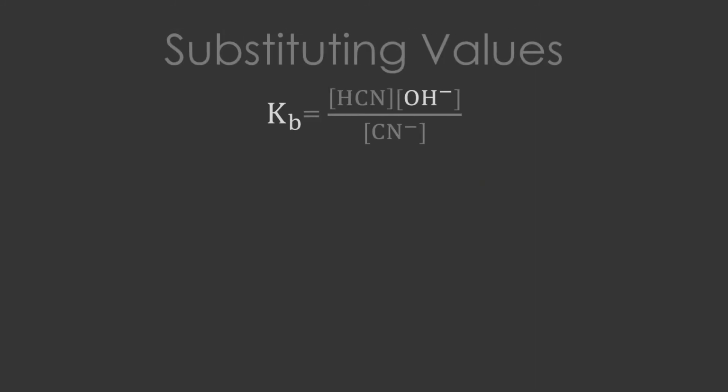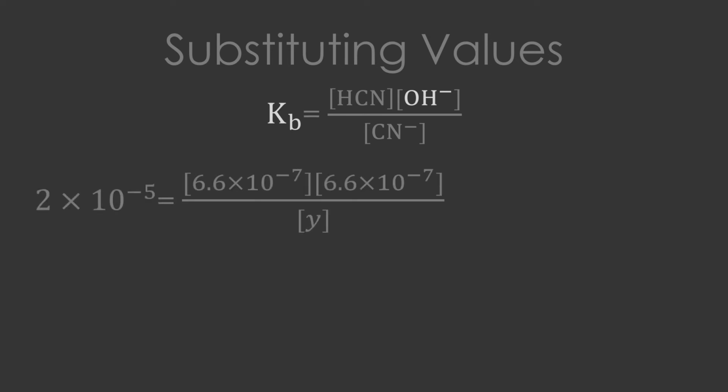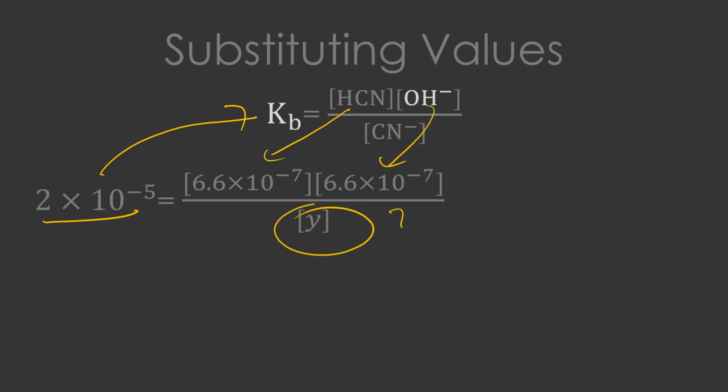Now substituting the values, Kb is equal to HCN times OH minus divided by CN minus. So Kb is 2.2 times 10 to the power of negative 5. HCN and OH minus ion concentrations are there. Y is the unknown. We're going to solve for Y. In order to do that, we're going to rearrange the equation. Y is equal to 6.6 times 10 to the power of negative 2, the whole squared, divided by 2 times 10 to the power of negative 5.